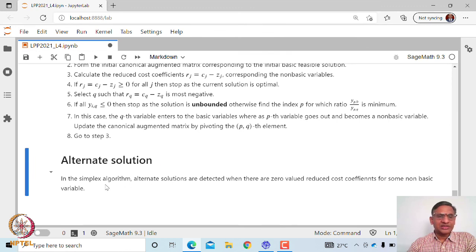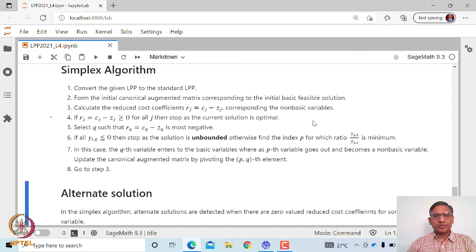The second case is the case of alternate solutions. In the simplex algorithm, alternate solutions are detected when there is a 0 value reduced cost coefficient for some non-basic variable. So in case some reduced cost coefficient with respect to a non-basic variable is 0, then there is an alternate solution. Again, we will see that example, so it will become clear.